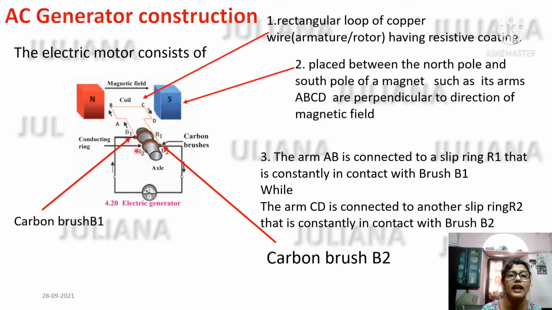So there is a contact with the entire ring. The brush is constantly making contact. So as the ring is rotating, the brush is all the time brushing against it. Okay, so that is what we need to note here in the AC generator.